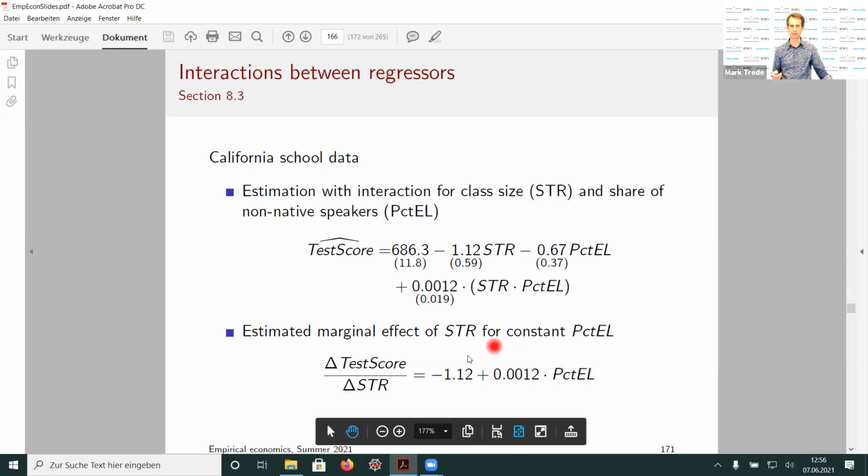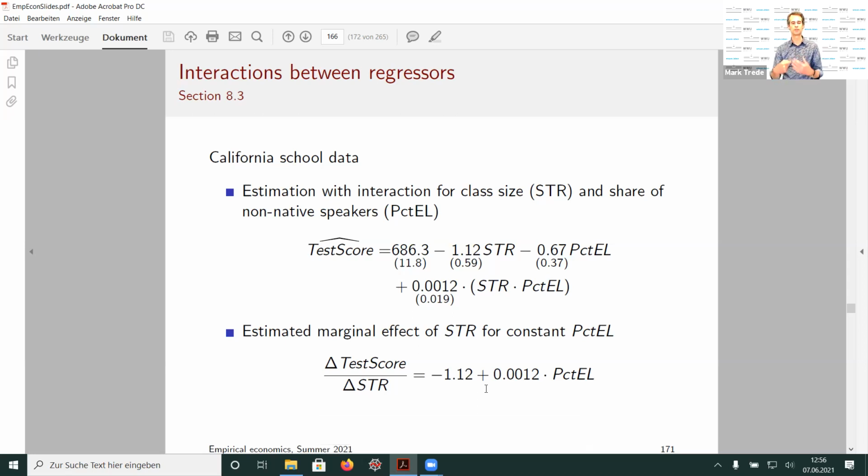So there's an impact of the percentage of English learners on the marginal effect of class sizes. So whether we have a high or small effect of increasing or decreasing the class size depends on the situation. If the percentage of English learners is high, this marginal effect would be different. The causal effect would be different from the situation where the percentage of English learners is small.